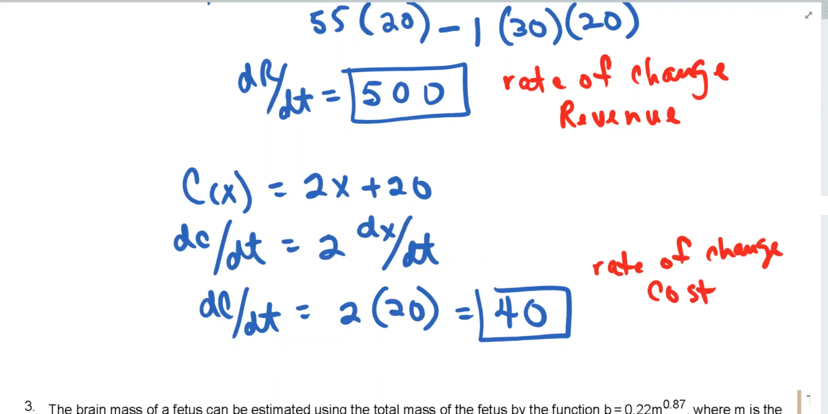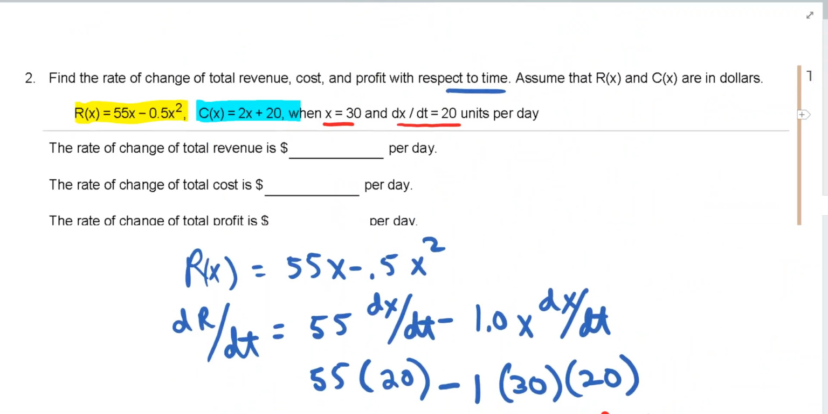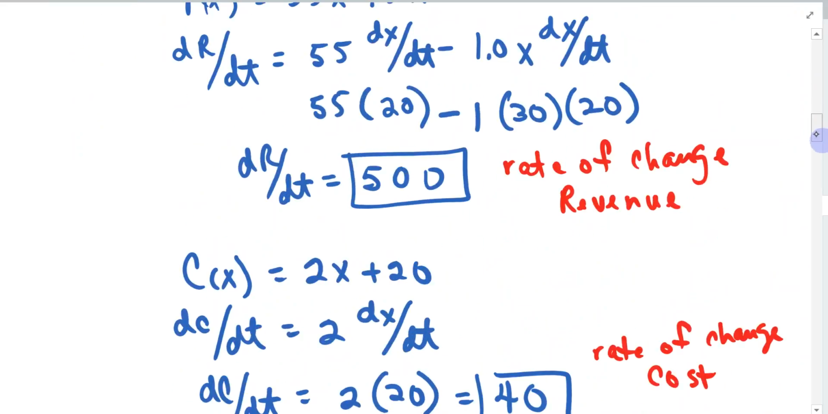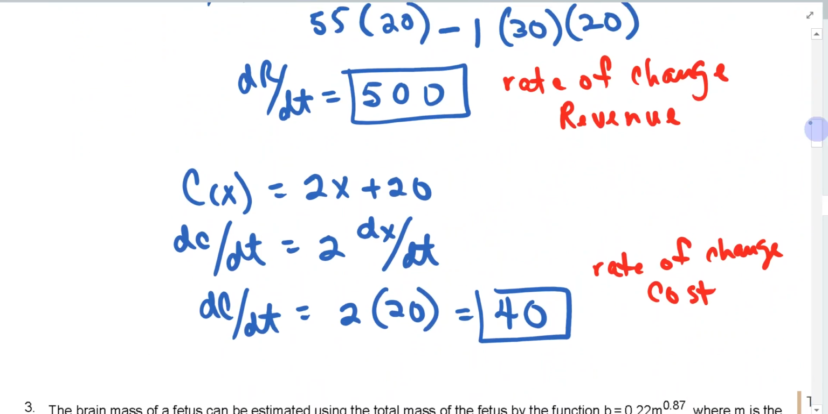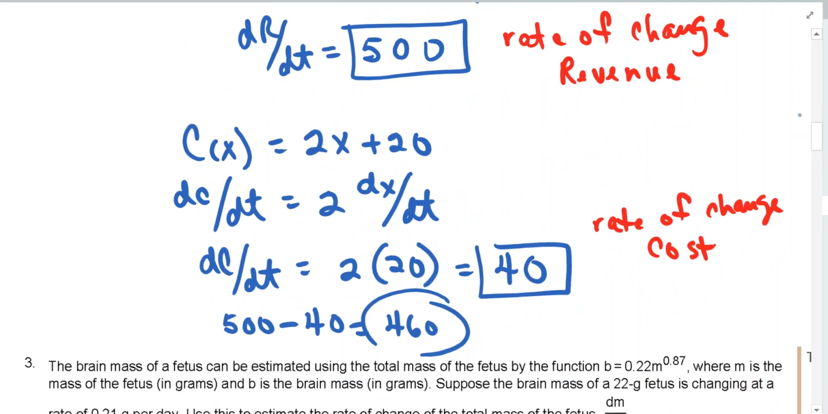All right. And then the last part of that question says, what's the rate of change of total profit? Well, remember, revenue minus cost is profit. So if we take 500 and subtract the 40, we get 460, which is going to be our rate of change for the profit. Okay.